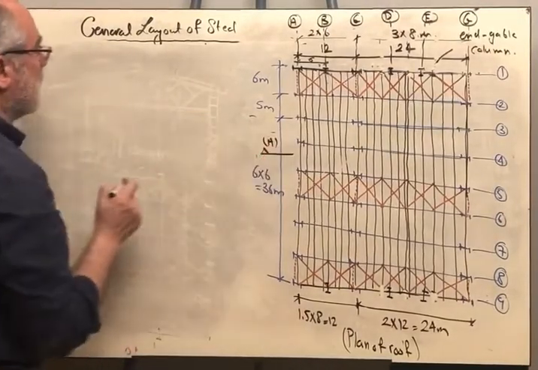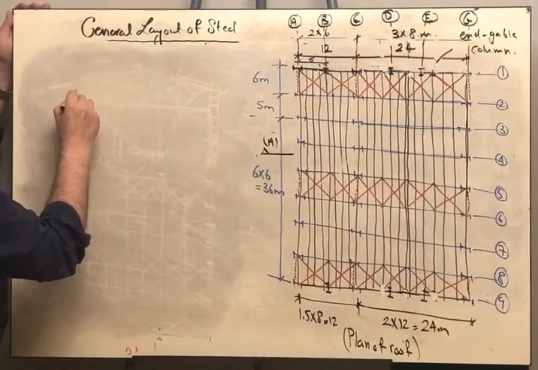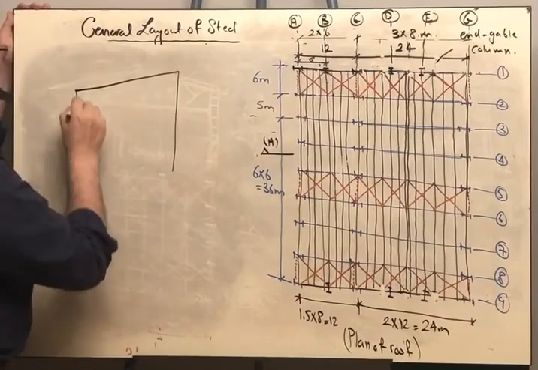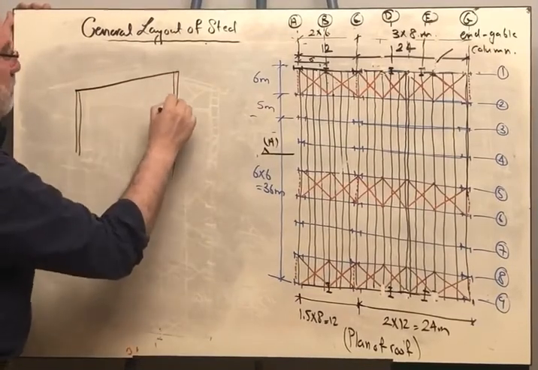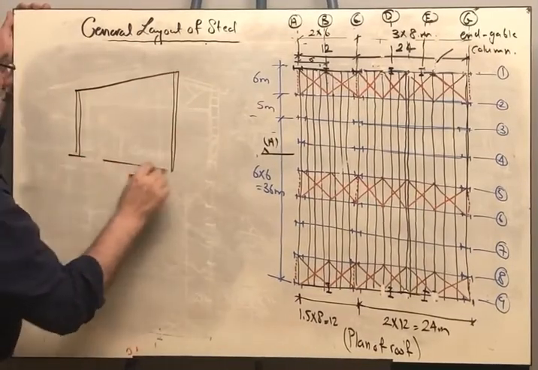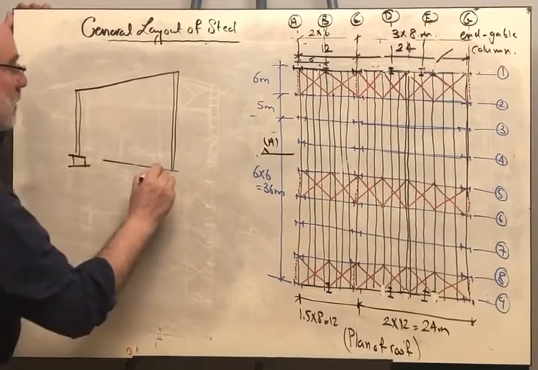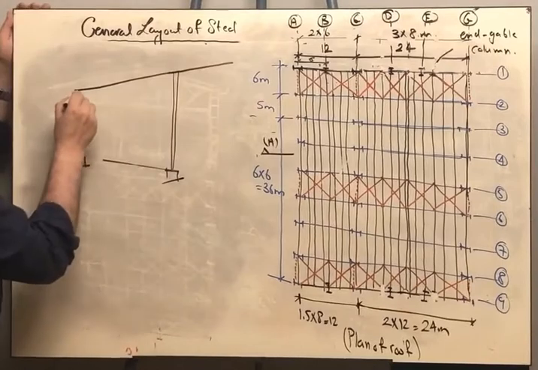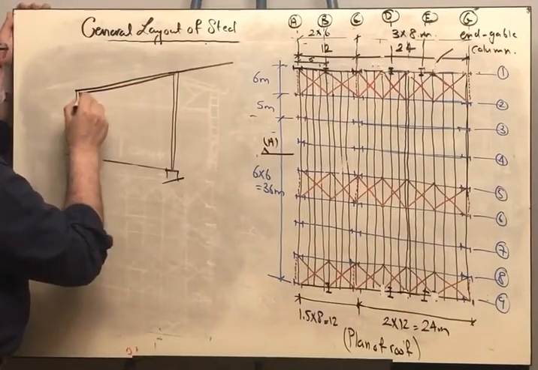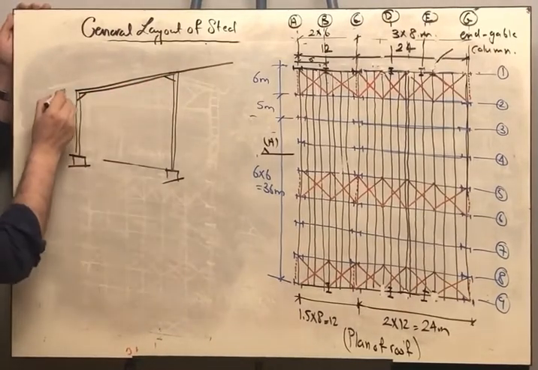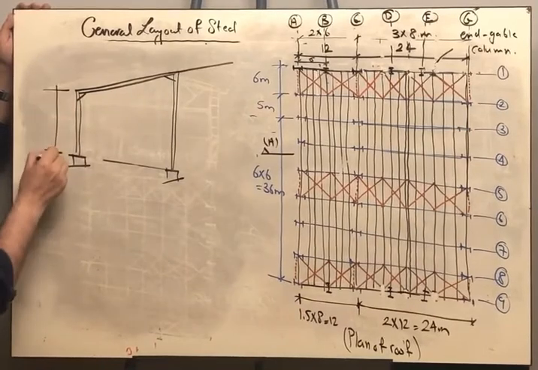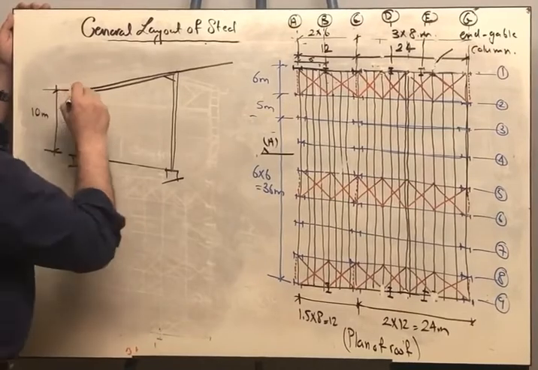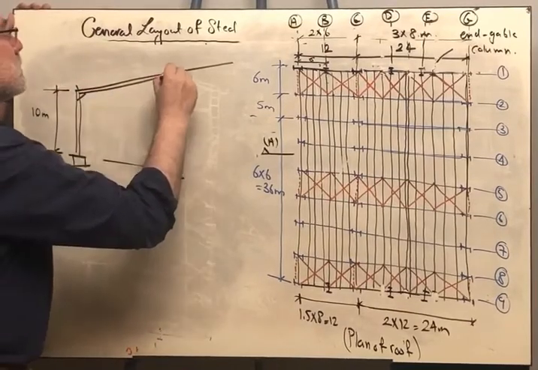The other side of the frame, if you recall, it was something like this. And here we were having a frame. This is the column pedestal, and this is the truss that we have. And we used here a rigid frame. This height, it was 10 meters. And we were having here purlins.